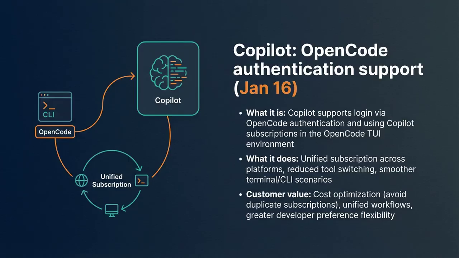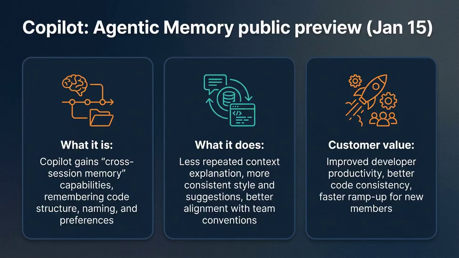Next, I'll talk about Copilot's memory feature. On January 15th, Copilot launched agentic memory in public preview. It stores cross-session context like code structure, naming patterns, and preferences. Teams will spend less time repeating context. Suggestions will be more consistent with team conventions. New hires should ramp faster and produce more consistent code. I recommend evaluating its impact on onboarding and code style.